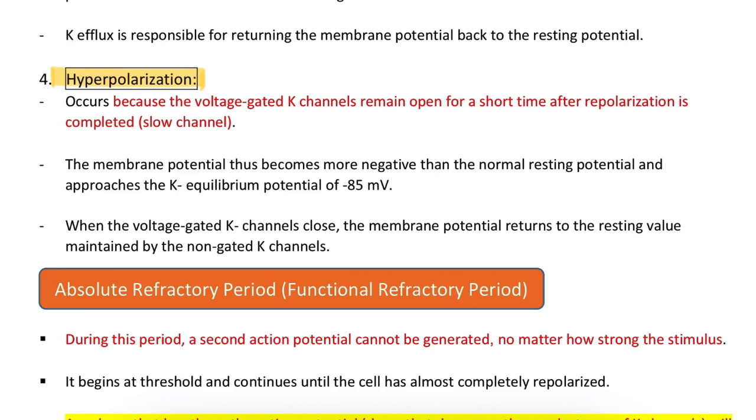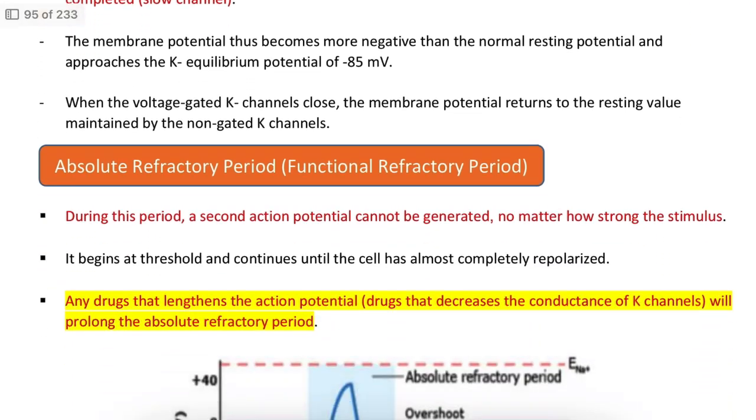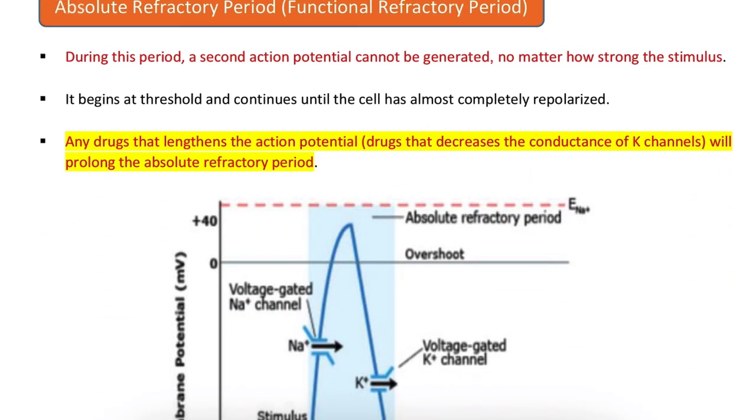Next, this is the last topic we are going to cover in this video: the refractory period, the absolute refractory period, or functional refractory period. The absolute refractory period is the time during which a second action potential cannot be initiated, no matter how strong the stimulus. It begins once the membrane reaches threshold and continues until almost the end of repolarization. It is caused by inactivation of voltage gated sodium channels.